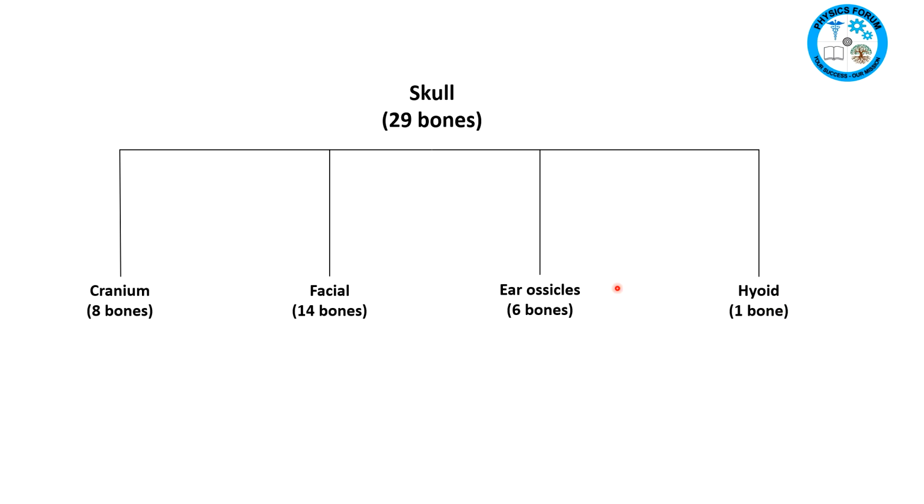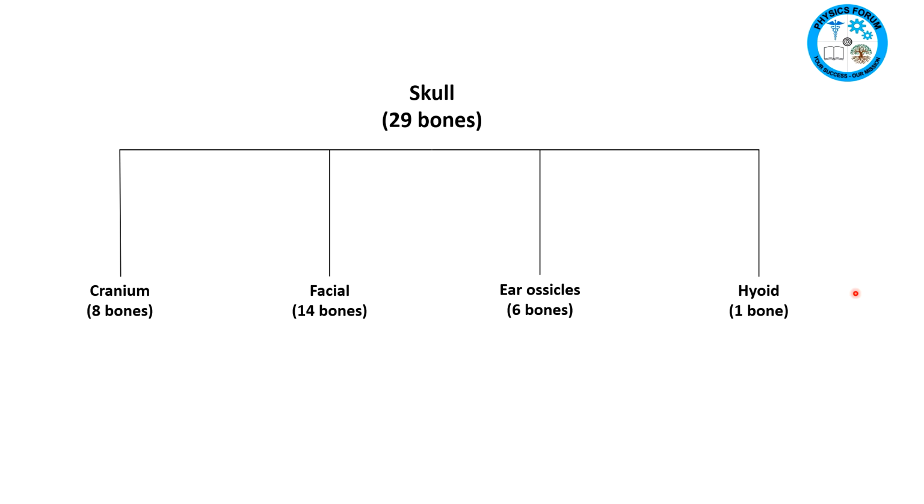Well, in some books, you will find that there are 22 skull bones because they consist of mostly cranium and facial bones. They do not consider ear ossicles or hyoid bones, but in some books, both ear ossicles and hyoid bones are also considered. So the total number becomes 29.